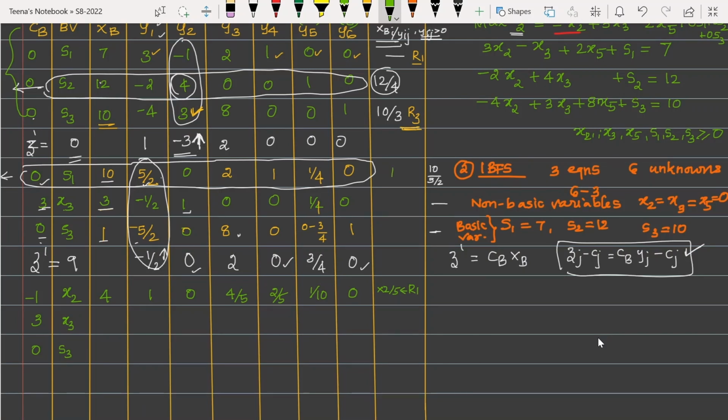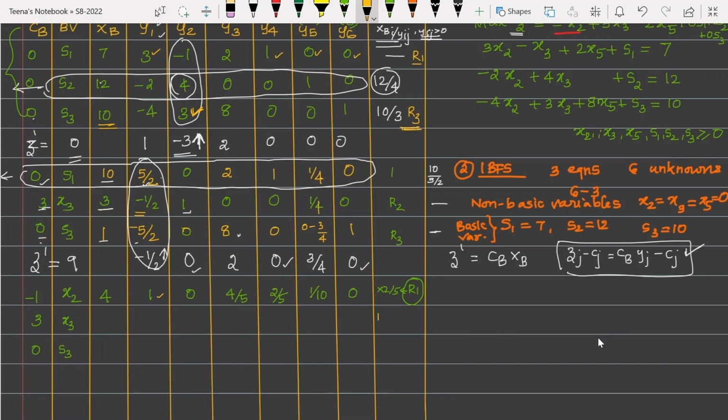This is our R2 and this is our R3, and this is our R1. So we are going to make the transformation with reference to the R1 that we have modified right now. Now we have to make the second element minus 1 by 2 equal to 0 with reference to the corresponding element in R1.